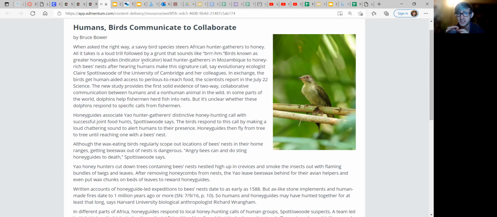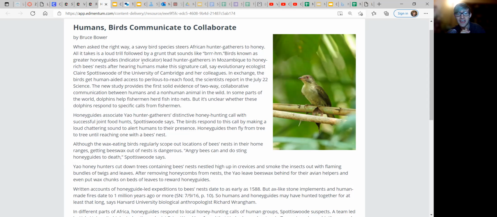The scientists report in the July 22nd Science. The new study provides the first solid evidence of two-way collaborative communication between humans and a non-human animal in the wild. In some parts of the world, dolphins help fishermen herd fish into nets. But it's unclear whether these dolphins respond to specific calls from fishermen, so they may just be doing this without any direct communication from the humans.